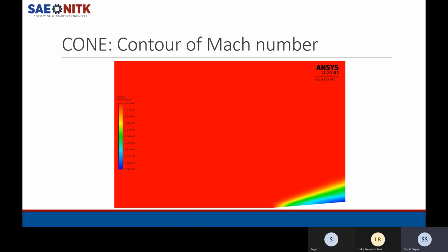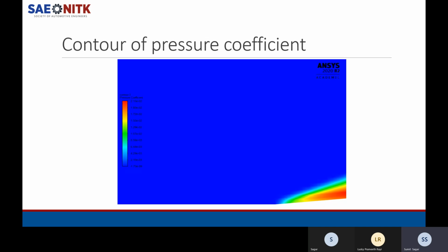After inputting all those formulas, in the final result section we have obtained the contour of Mach number. This particular contour is for the cone profile. Here we can see that as the Mach number is fixed at 2.92, the Mach number is varying from 2.80 to 2.92. So here is the Mach number variation. So, the next slide.